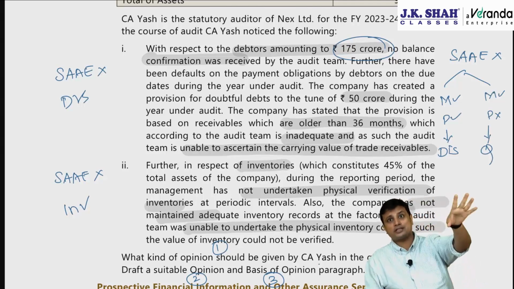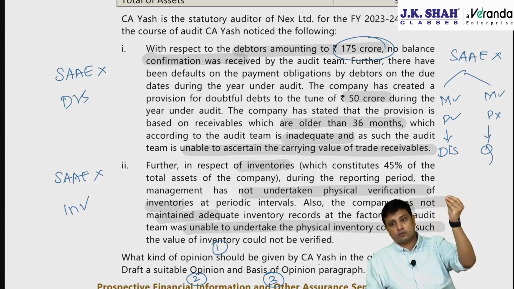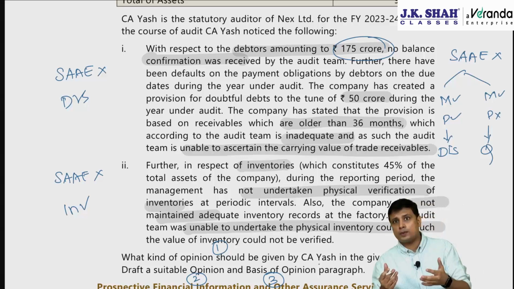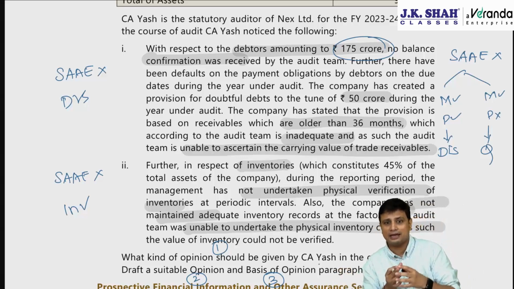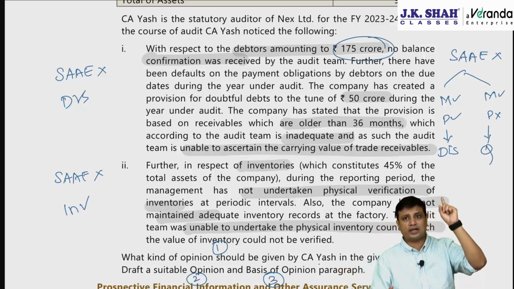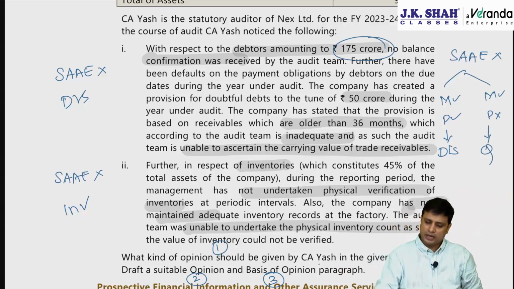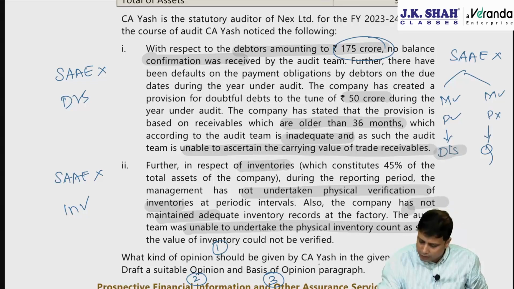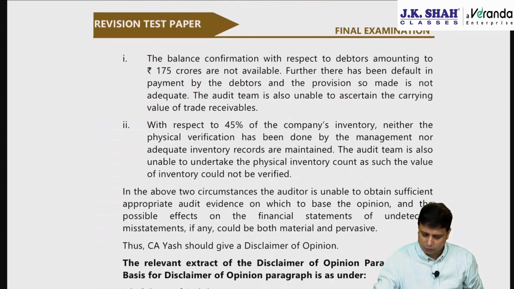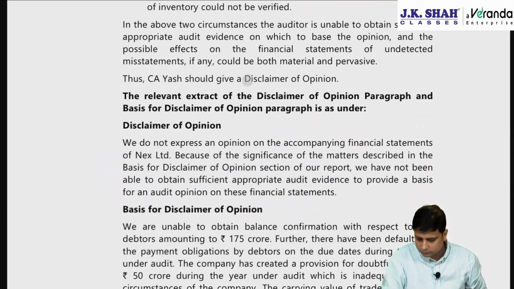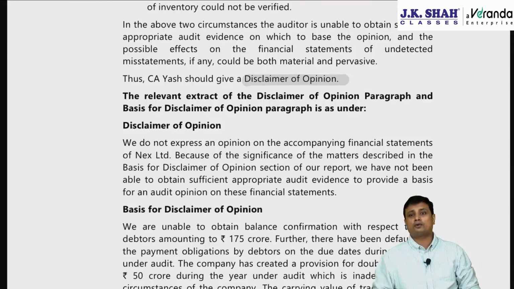Here we do not have evidence for debtors 175 crores, for inventory which is 45%. So individually debtors may not be pervasive, but when I take in aggregate, it is pervasive because it is not affecting one element, it is affecting multiple elements, and it is a substantial proportion as well. So I will end up giving which opinion? A disclaimer of opinion. So here in this case, the auditor will have to give a disclaimer of opinion.